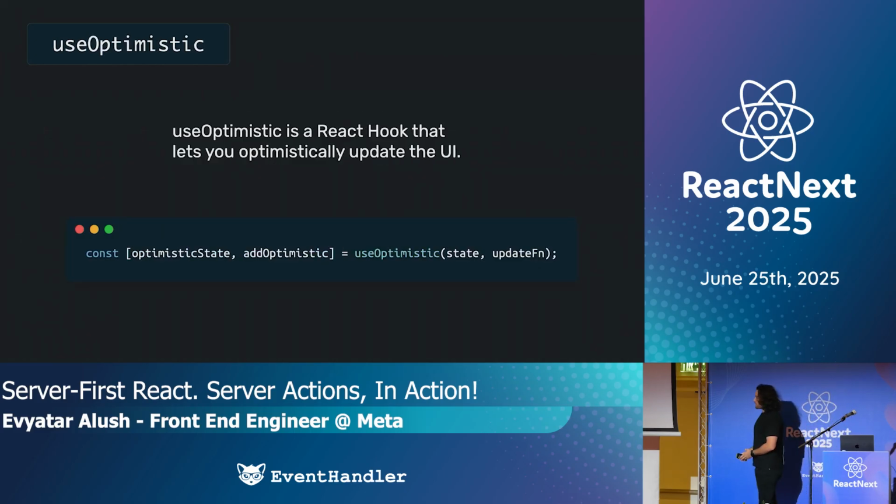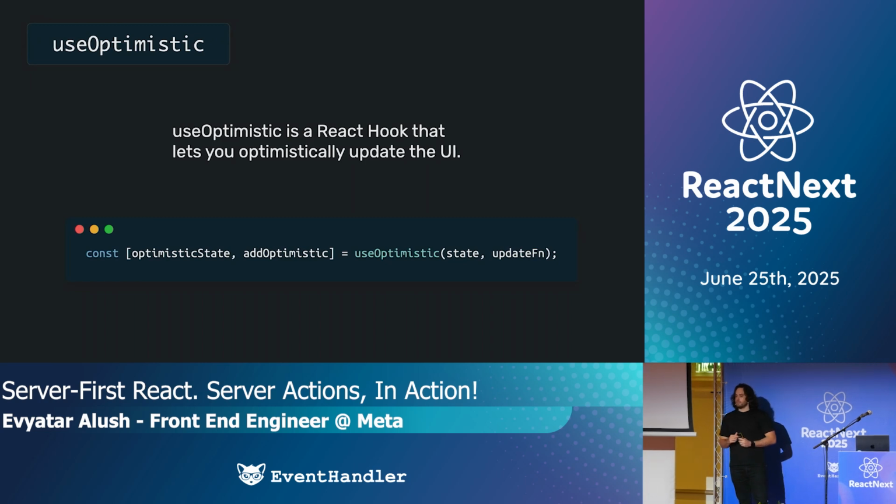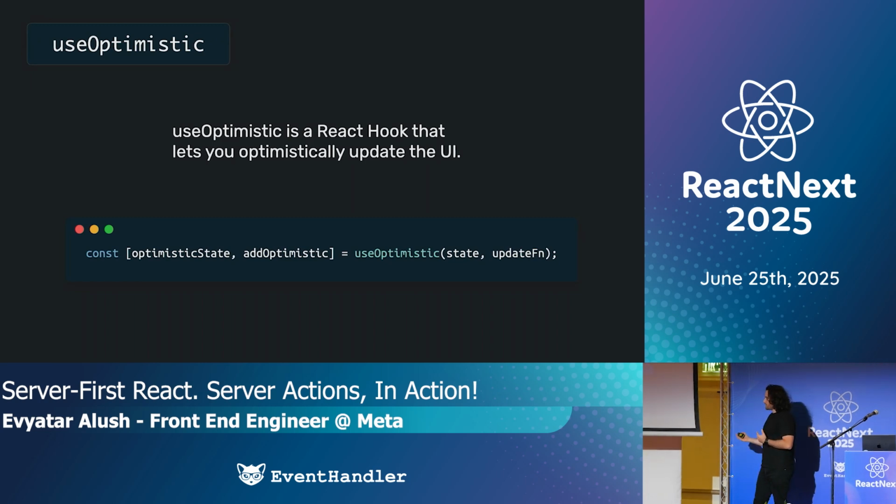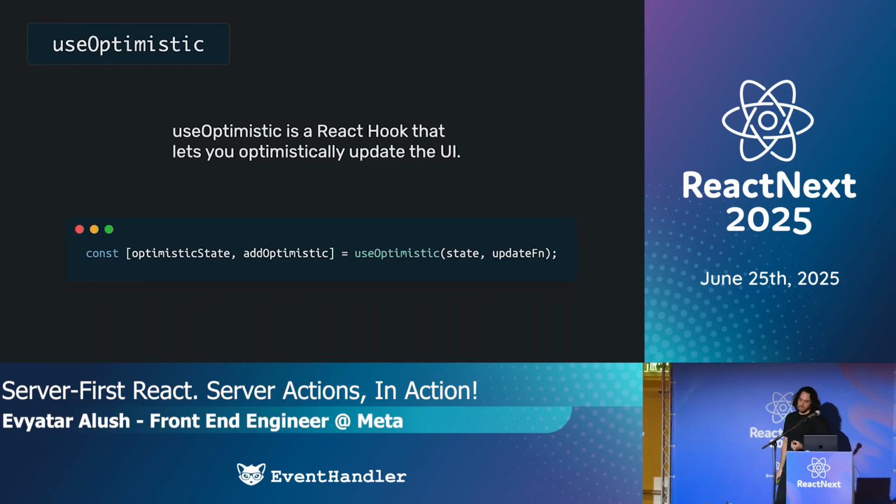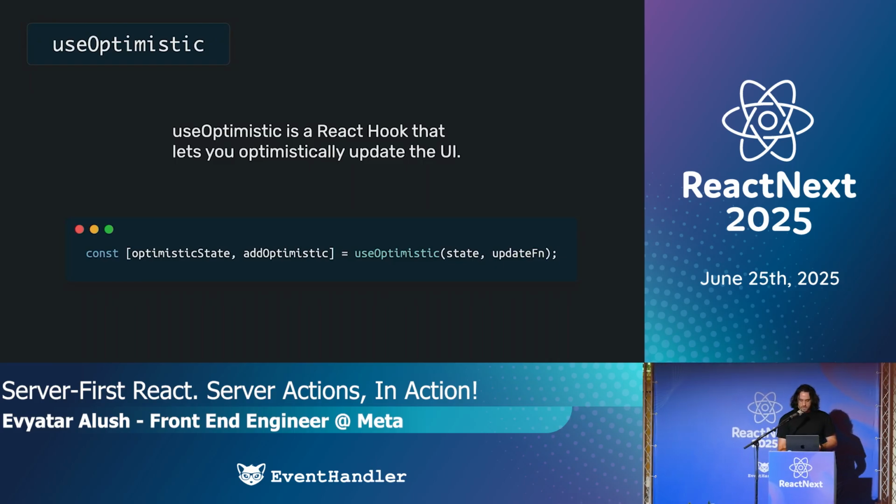And lastly, useOptimistic. I like this name. It allows us to optimistically update the UI. So imagine if I send something, and before I even get the response back from the server, I can already show something without needing to do a lot of extra steps that I would do before. So this is pretty much all the introduction that we need. And now we're going to the artistic part.